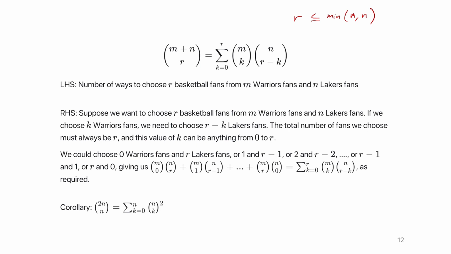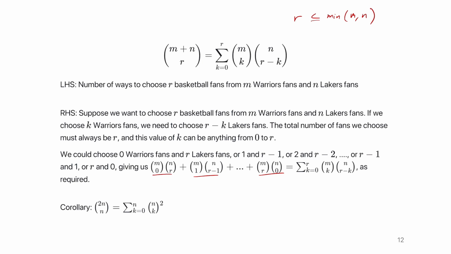It's okay. So any questions with this? We break it up into a bunch of separate cases where we choose k Warriors fans and r minus k Lakers fans, and we sum that up for all possible values of k. Does this sound okay?